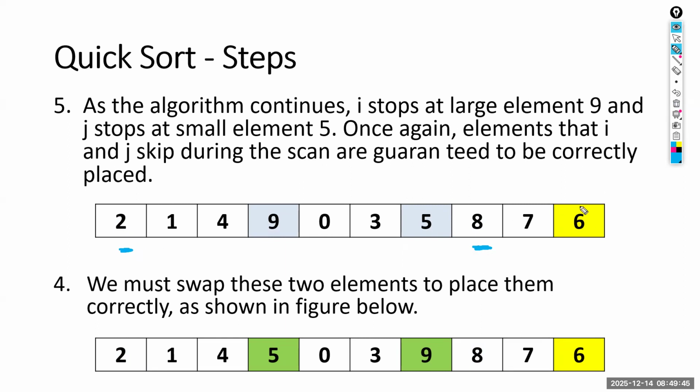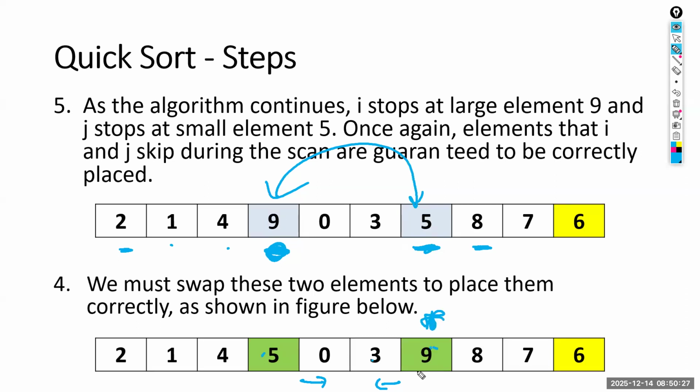You keep looking for something bigger than 6. Not bigger, not bigger. We found one bigger than 6. And last time we were here. Now we go leftward looking for something smaller than 6, the pivot. Yes, we found it. Now again do a swap: 5 comes here, 9 comes here. And you continue. You go there looking for something bigger than 6, and you go there looking for something smaller than 6. This is not bigger than 6, this is not bigger than 6, this is something bigger than 6.